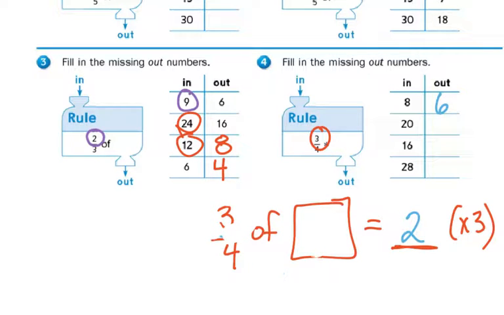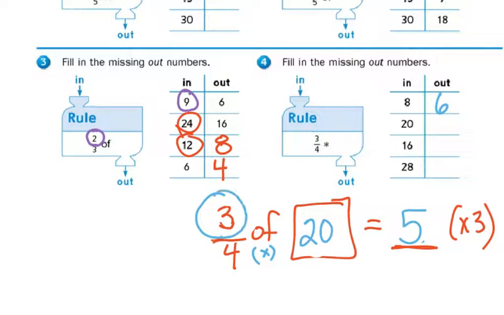Now, let's take the next one. 3/4 of 20. So 4 times what gives me 20? 5. And then remember, we have 3 groups of 5. So 5 times 3 is 15.